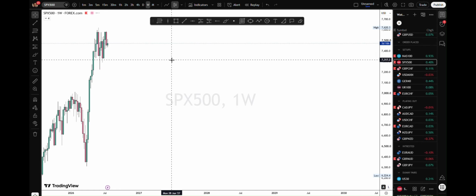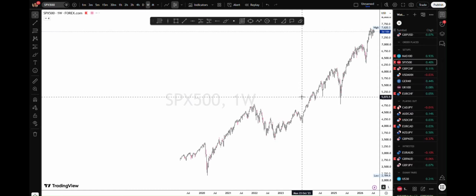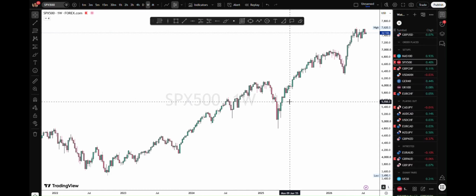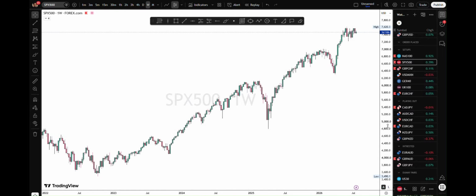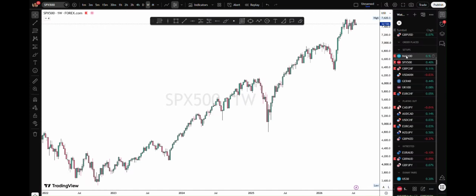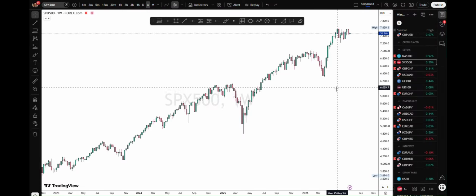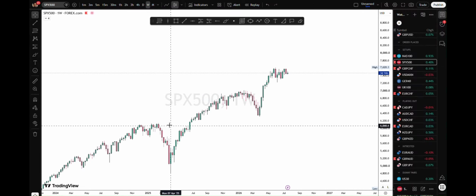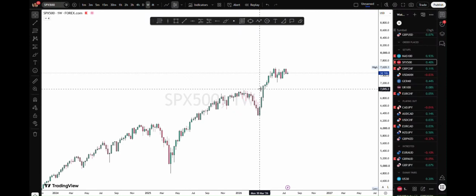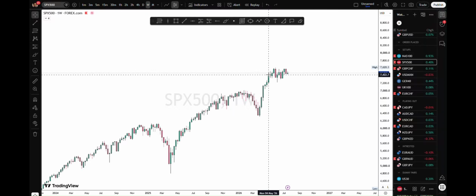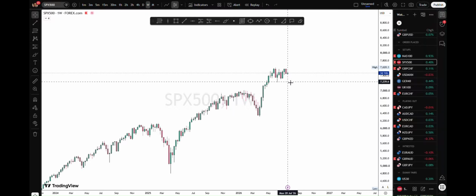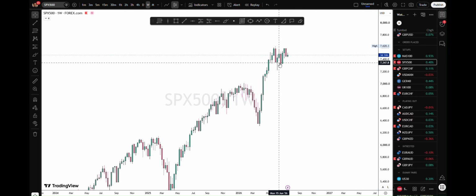Starting our analysis, we like to start from the weekly time frame, and as we all know, SPX is very bullish. Remember, SPX and Nasdaq move together. They have similar movement. We have a break of structure to the upside, break of structure to the upside. This is the weekly time frame, so we should be focused on this aspect. What do you see here? We have a bit of a range on the weekly.